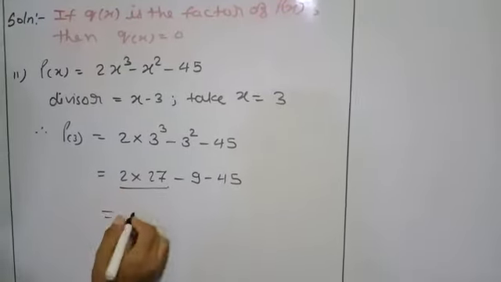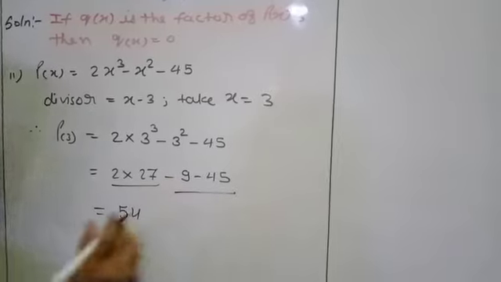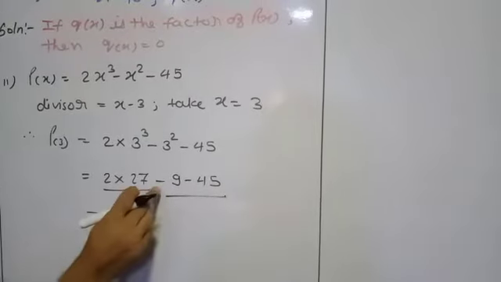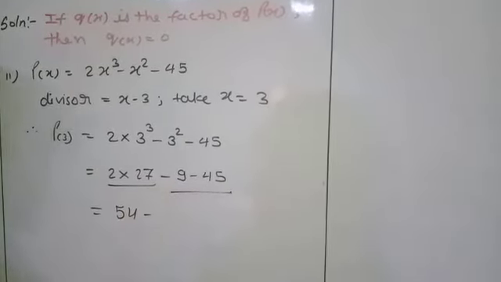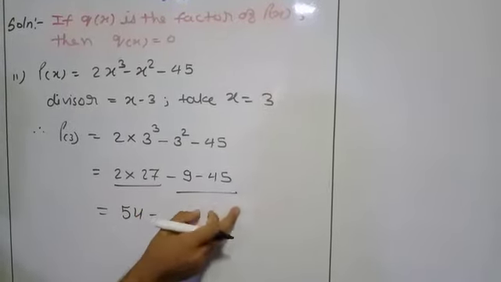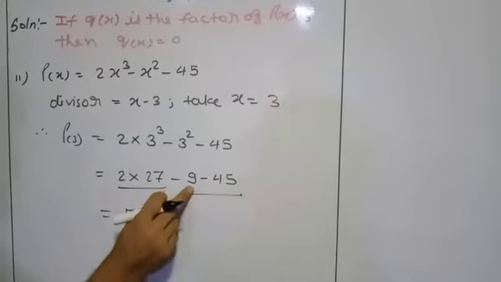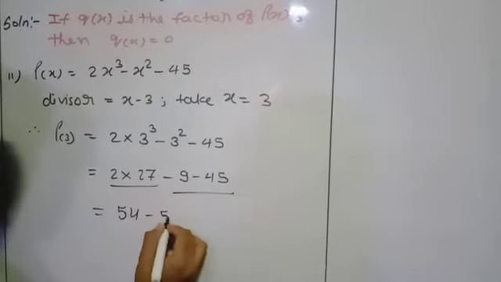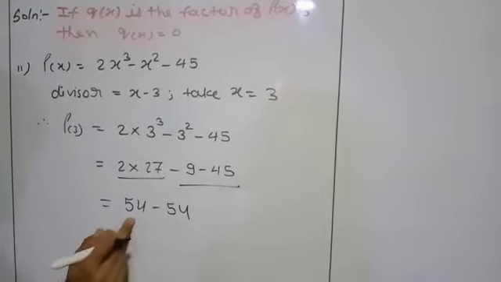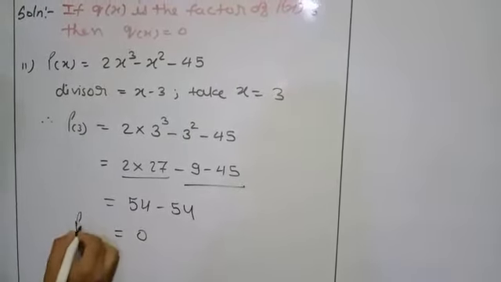Let's do this multiplication. 27 twos are 54, minus 9 minus 45. Let's add them with the sign minus. Whenever we have two negative numbers, we do the addition and take the sign negative. So 45 plus 9 will become 54. 54 minus 54. Here we are getting the answer 0. That is the value of P(3).